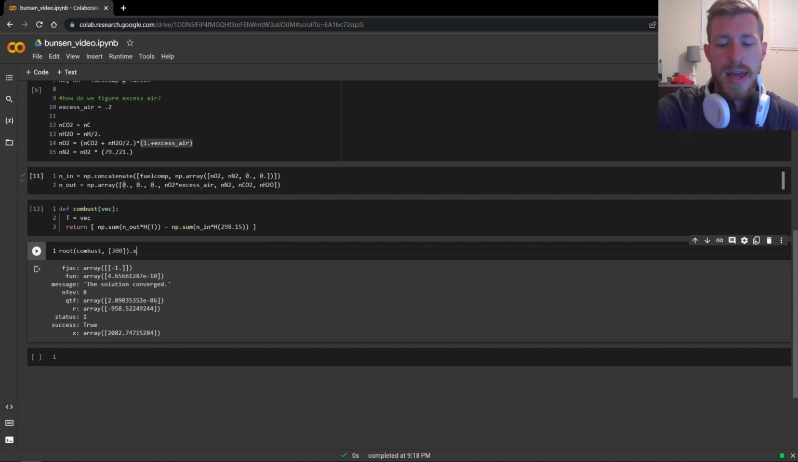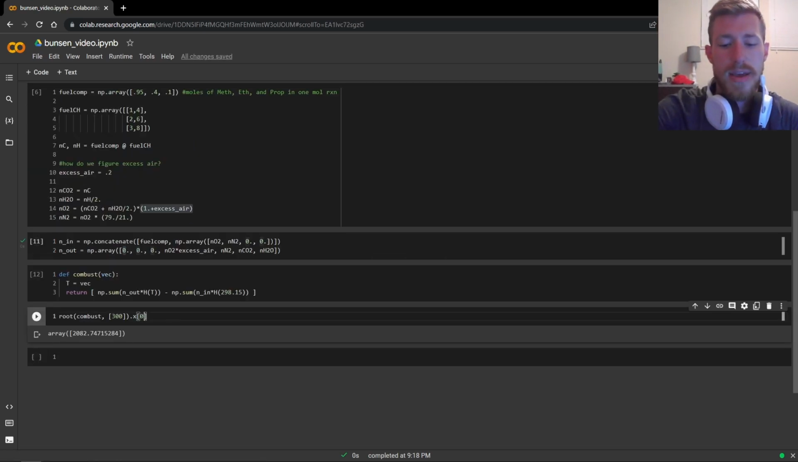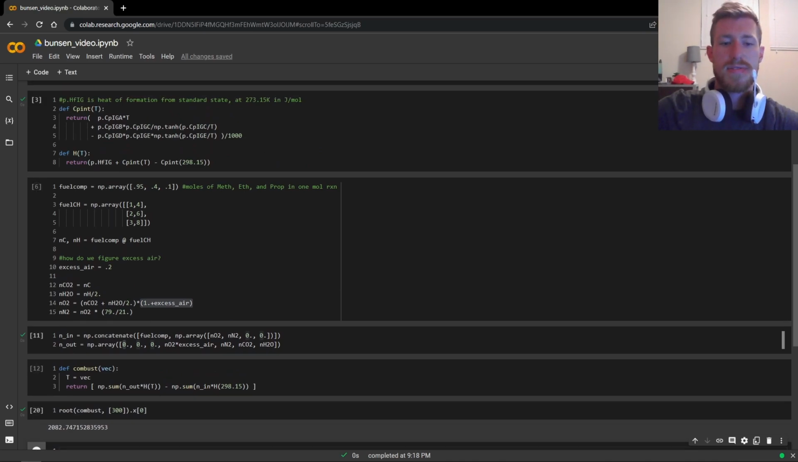So we're going to do a dot x. And this returns an array right there. So we want the first element in the array, so we do 0. And we run it, and we get a temperature of 2,082 degrees. So at the temperature 2,082 degrees, we are getting a flame in which our steady state exists.